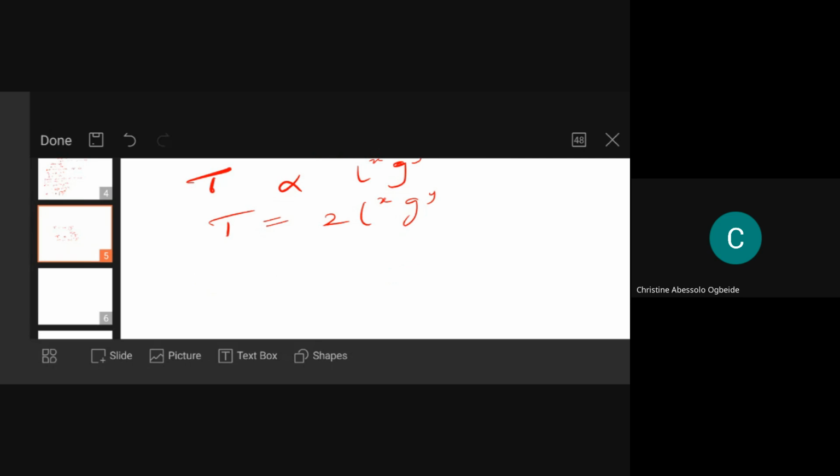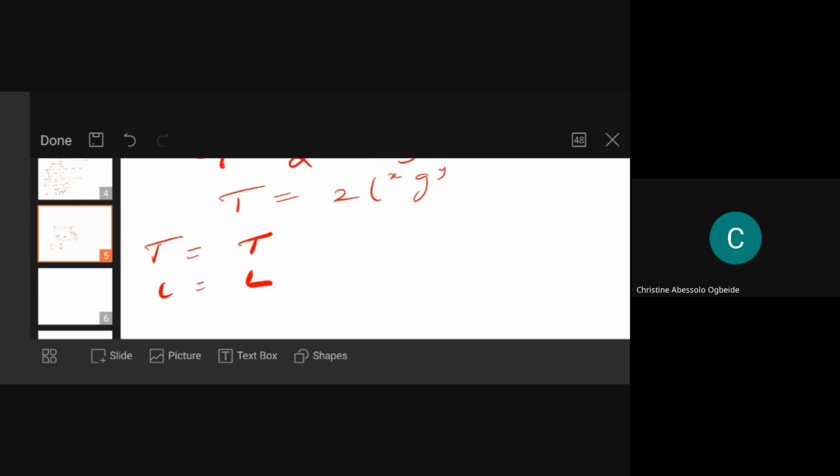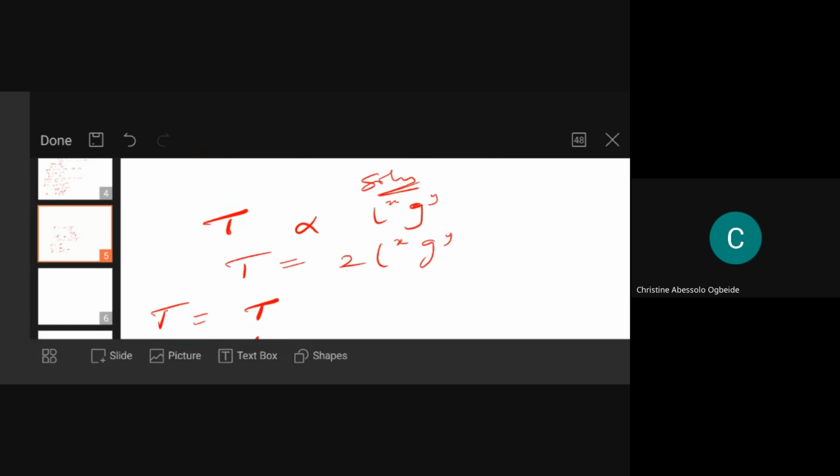Period has a dimension of capital letter T also, because period is measured in seconds, and anything that has a unit of second has the dimension of T. And L is measured in length, but it has the dimension of capital letter L. And G has the dimension of L T to the power of minus 2. So these are the dimensions, the properties I have.